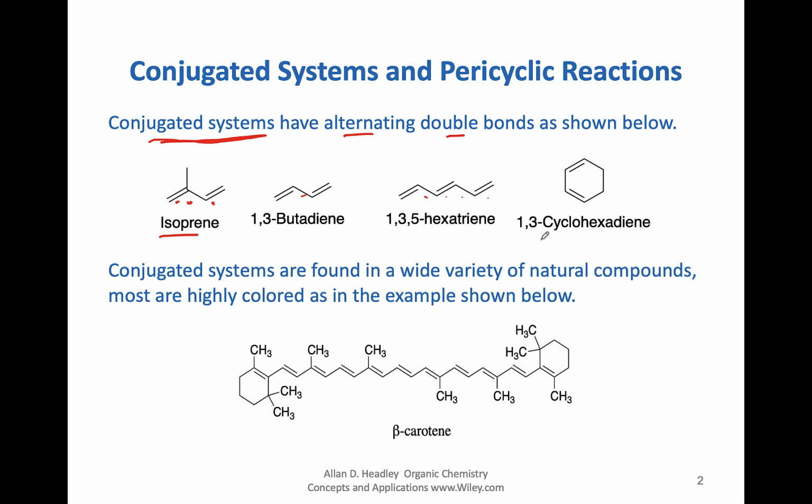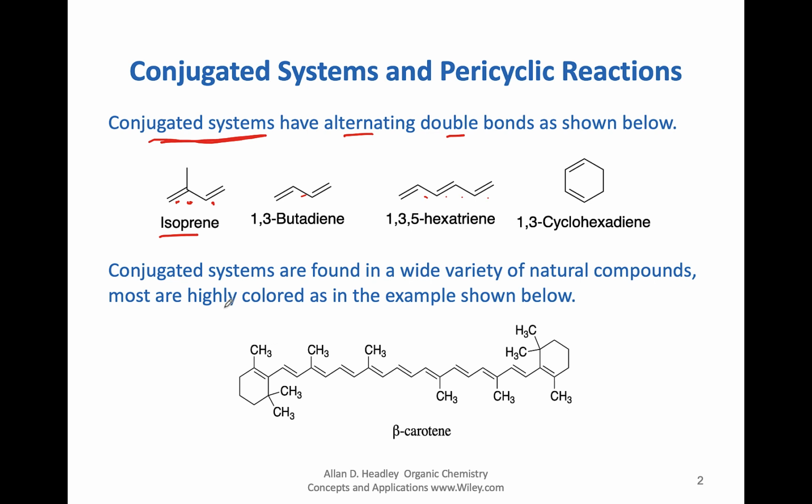And a last example is 1,3-cyclohexadiene. So we have a double, single, and a double. Notice that if we put a double bond here, that would be benzene. And that's no longer alternating because we know that the bonds in benzene, they're all equal. So that's a unique molecule. And that's why it's under a special category called aromatic molecules.